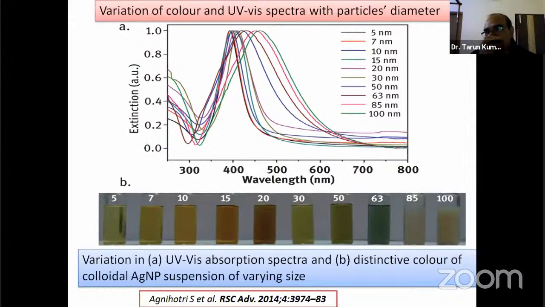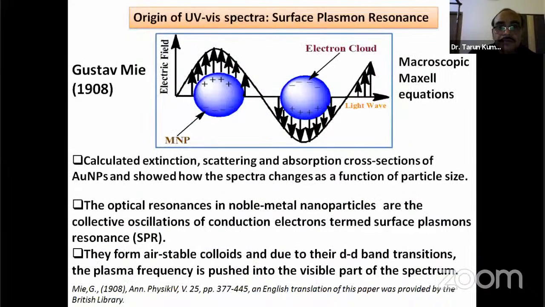Now in this spectrum you see how, due to different sizes, particles in different regions absorb different light, also different colors. The UV-vis spectrum is a very interesting one. From there you can get an idea of the different sizes and their colors, different properties.